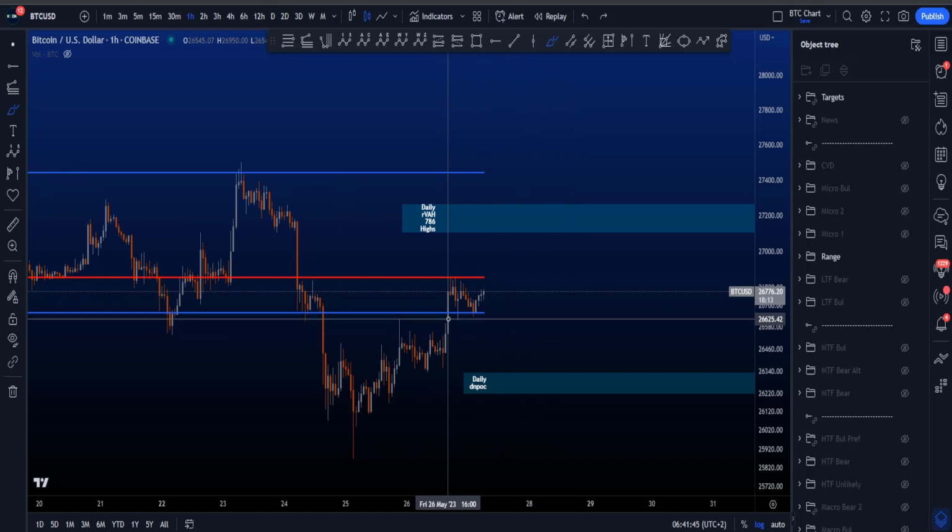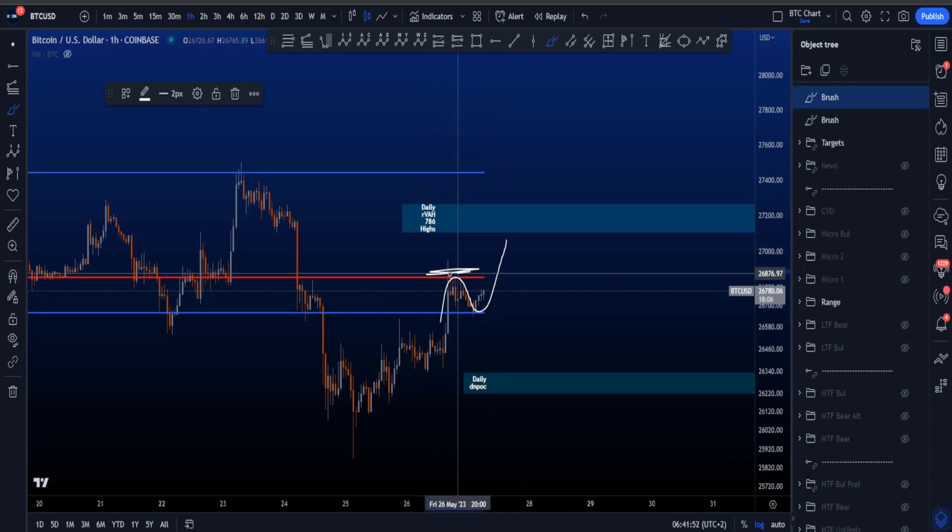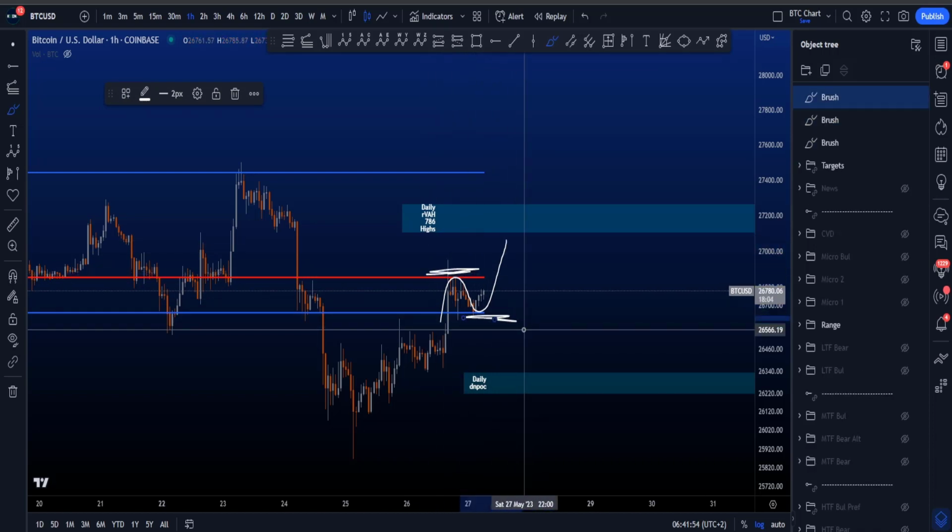Preferably for a potential trading setup in a range, you like to see a move up, back test, and then the moment market structure is broken, that could then be a potential entry with a stop loss below.